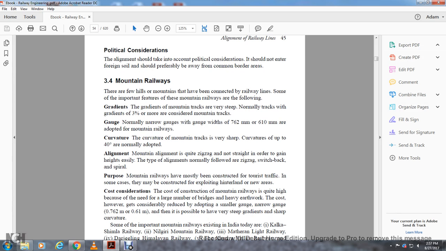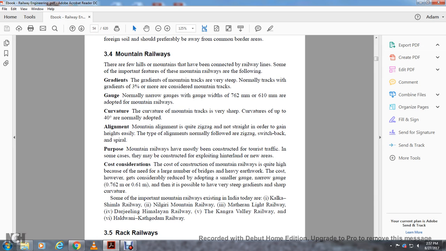Purpose: mountain railways have mostly been constructed for tourist traffic, and in some cases for exploiting hilly land and new areas. Cost: construction of a mountain railway is costly because of the need for a large number of bridges and heavy earthwork, so smaller and narrow gauges are used to reduce the cost. Then it is possible to have very steep gradients and sharp curvature.